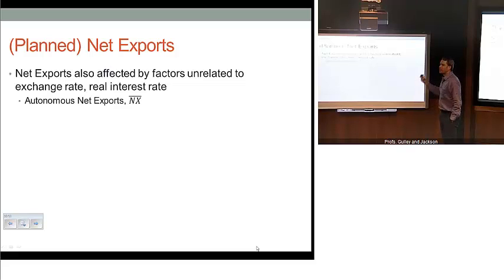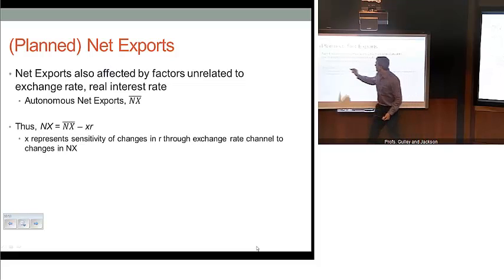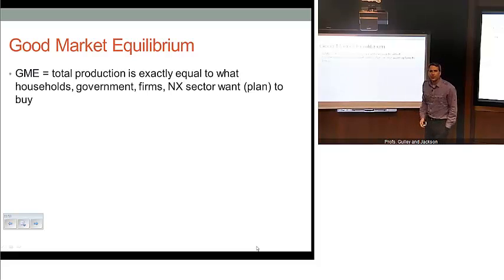Well, we also have this other piece here, this autonomous net exports piece. So this is just going to be all the other things that could affect net exports that are independent of interest rate effects or exchange rate effects. And when we put those things together, we again have this planned net export function here, which is composed of those two factors, the autonomous net exports, as well as this interest rate effect, which is really proxying for exchange rate effects. So the parameter x, again, just represents the sensitivity of net exports to changes in exchange rates and hence real interest rates. Whew, that was a mouthful.